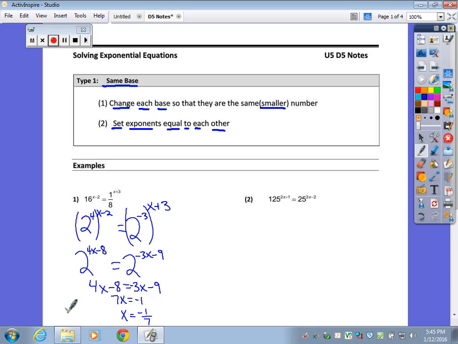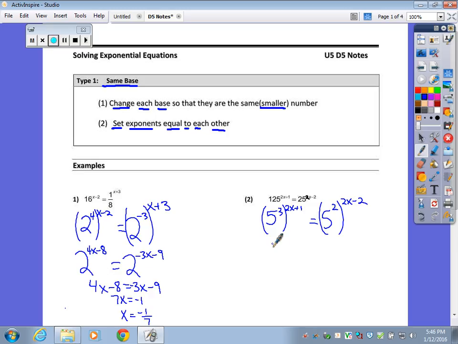Let's try another example. Same kind of problem, different example. Change colors. 125 is 5 cubed. Oh, forgot, this problem has a little typo in it. See this 3 right here? Change that into a 2. Otherwise the problem doesn't work out. 25 is 5 squared. So I have the same base. I made both sides have a base of 5.